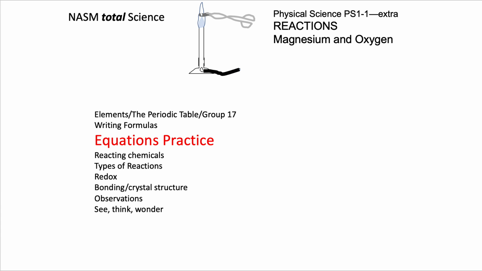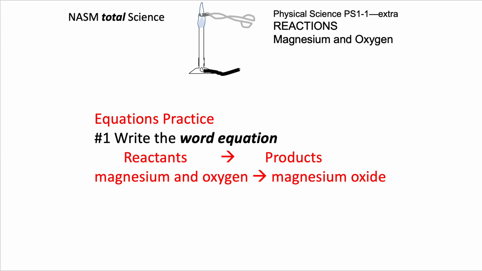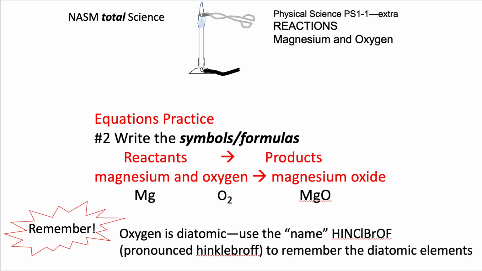And we need the formulas if we're going to write equations. So obviously we've got reactants on the left-hand side and products, and we name them. So first step, the word equation with the names of the chemicals involved. Then we write the symbols. And don't forget that oxygen is diatomic. And I'm not worried about any balancing at this stage.